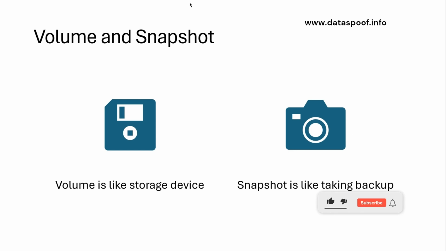Next, we have volume and snapshot. A volume is like a storage device, like a 100 GB volume or a 512 GB SSD. Then we have a snapshot. A snapshot is like taking a backup. So you are taking a backup of your volume, or you can take a backup of your EC2 instance. So this is where a snapshot is used.